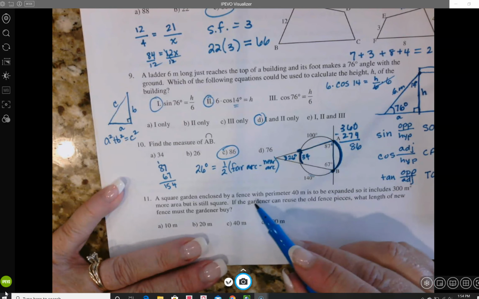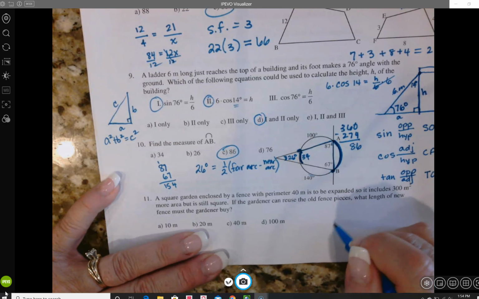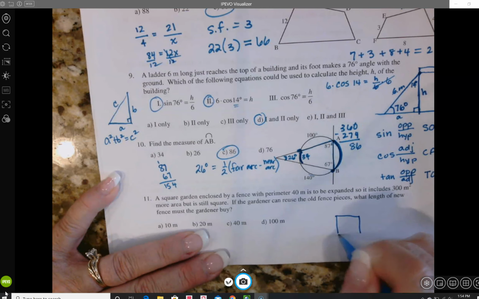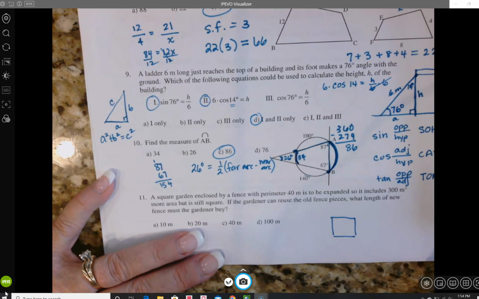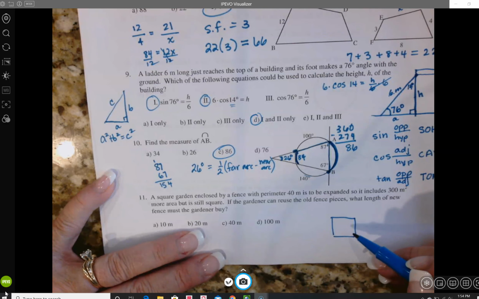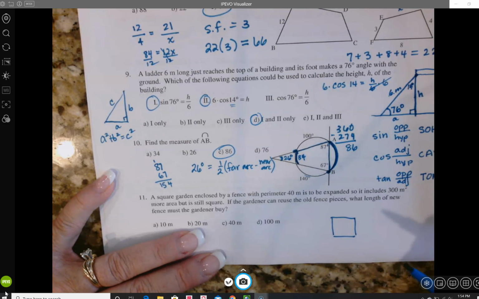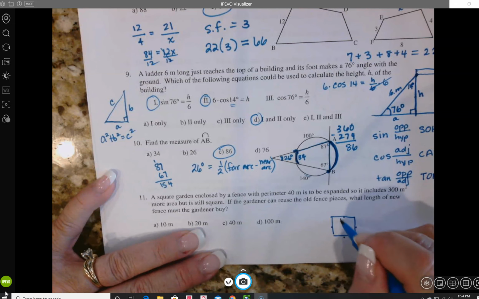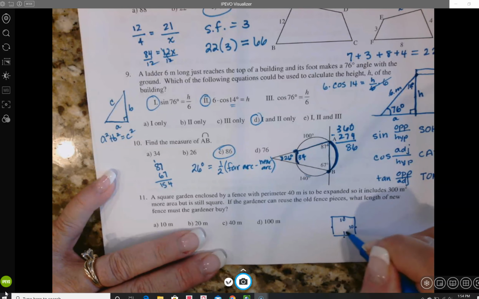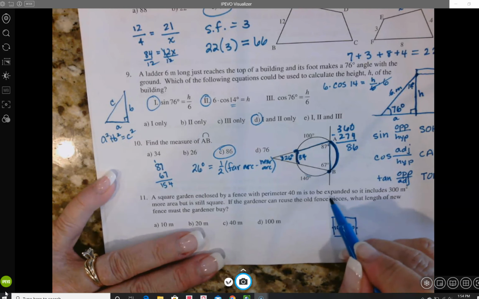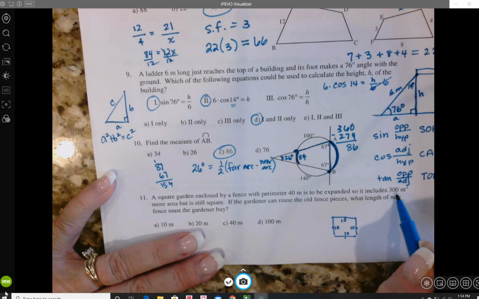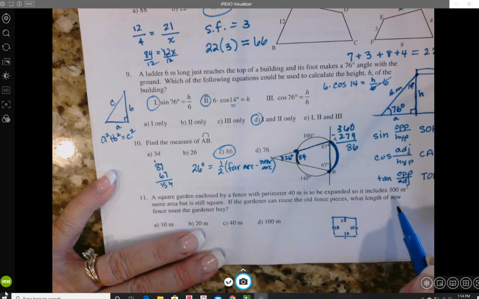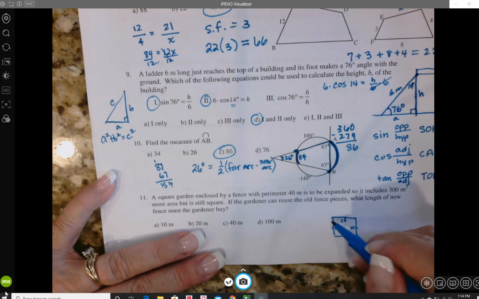We've got a square garden enclosed by a fence with a perimeter of 40. So whenever they start talking about geometry problems, I draw a picture. It's a square garden and the perimeter is 40. So I know all four sides add up to 40. So they must be 10, 10, 10, and 10. And it's going to be expanded, so it includes 300 square meters more area, but it's still square. So he can use the old fence pieces.